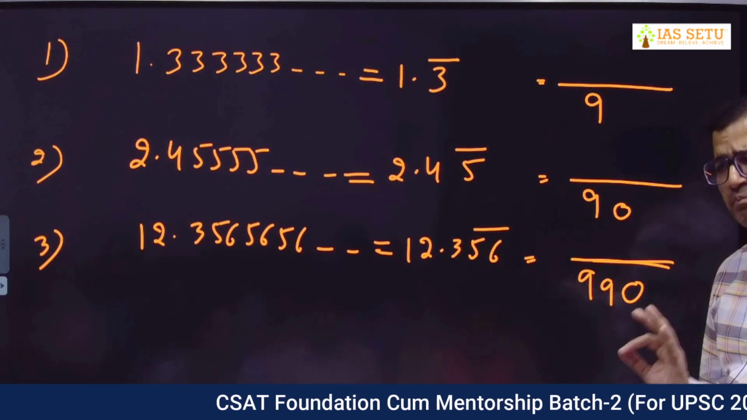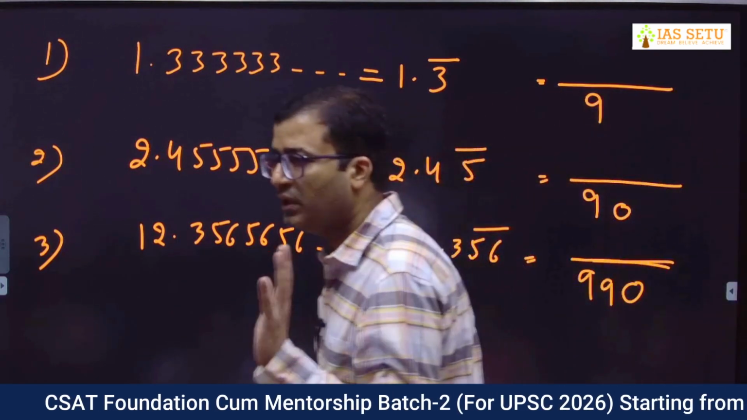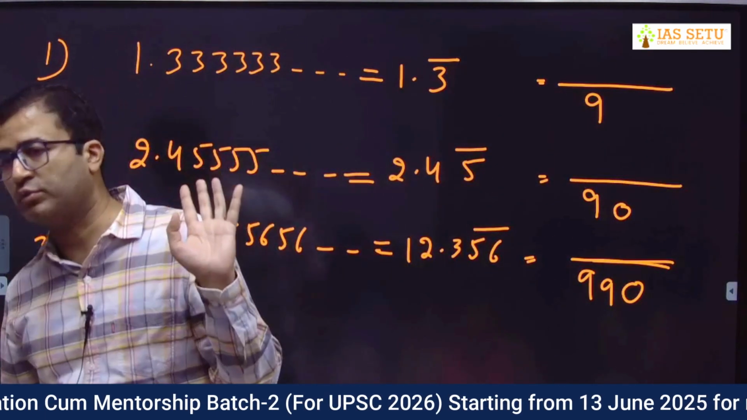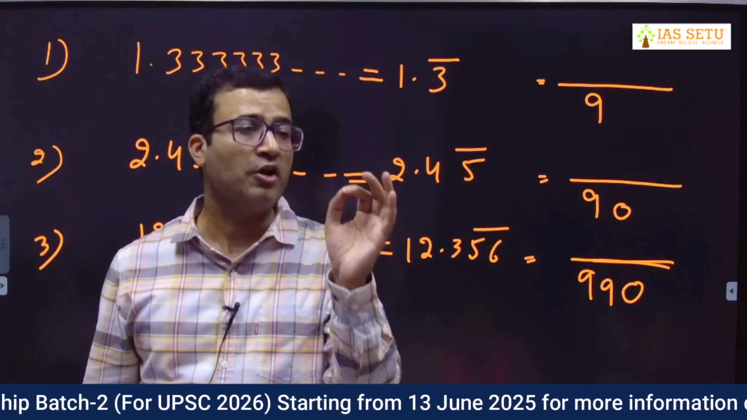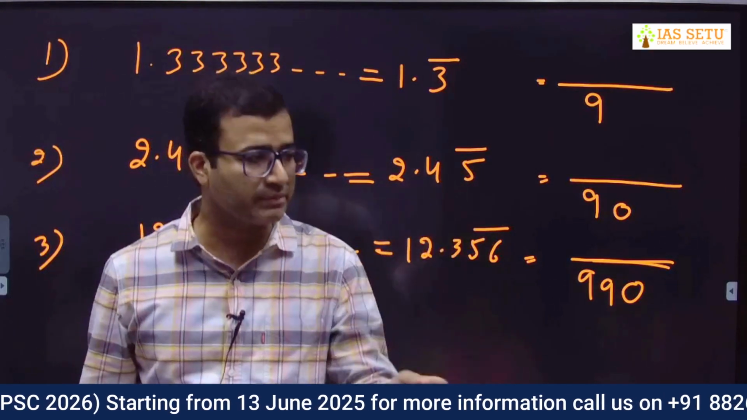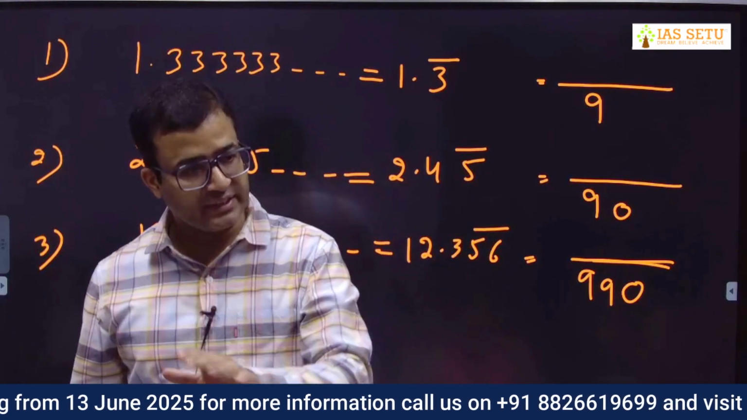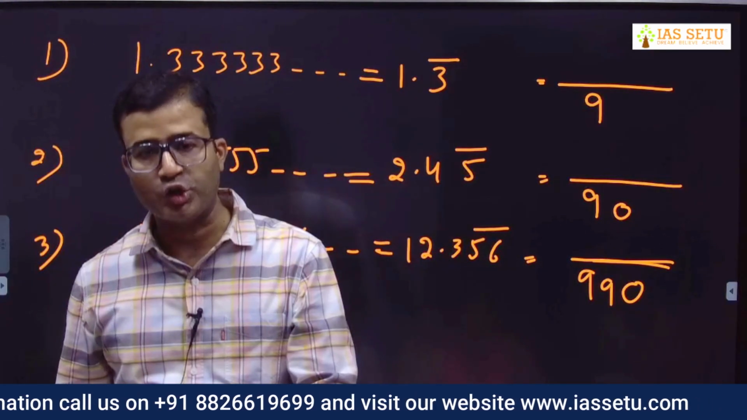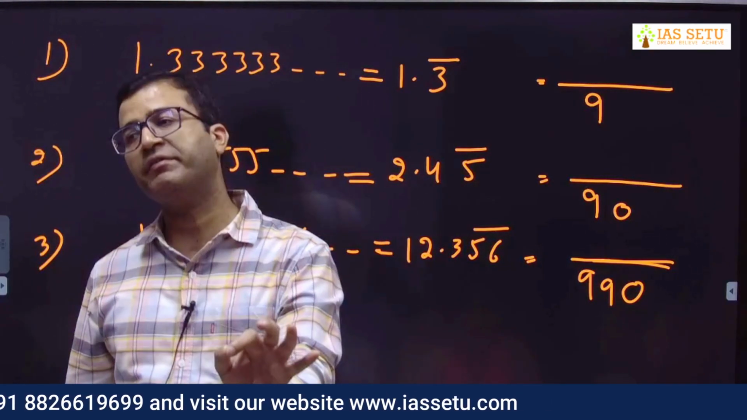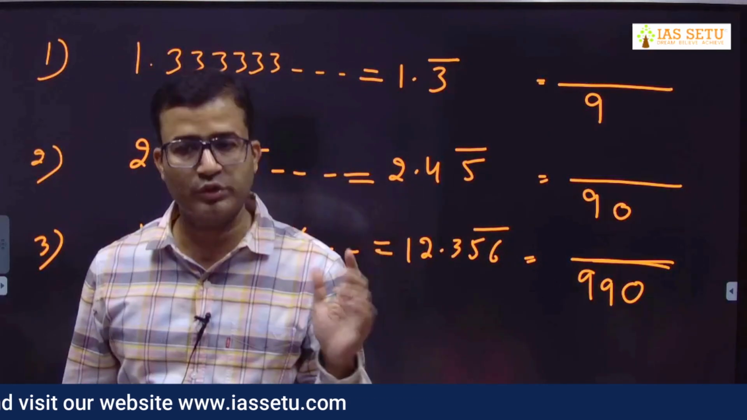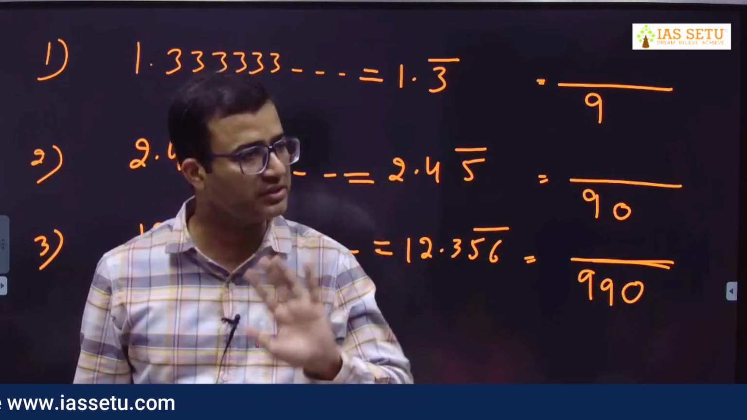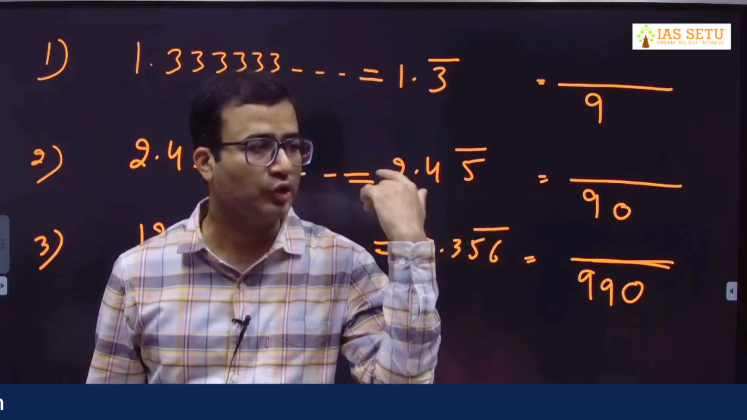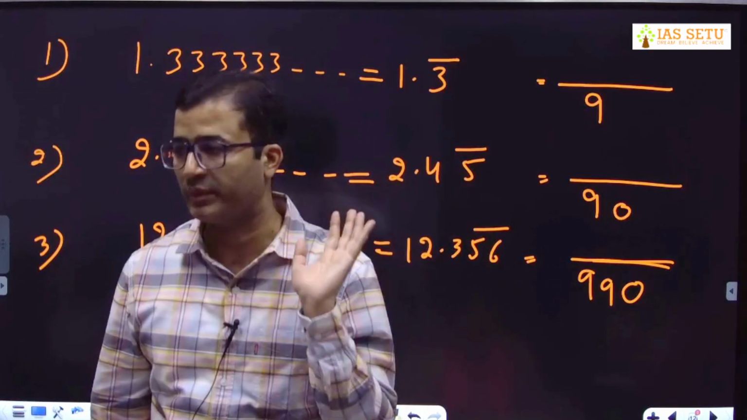Is it okay? Simple. Denominator is very simple. Denominator has 2 requirements. First requirement is as many 9s as many digits under the bar, followed by as many zeros as many digits between decimal and recurring. उनके लिए 0 और उनके लिए 9. Simple. No other rule. Nothing else we need in denominator.